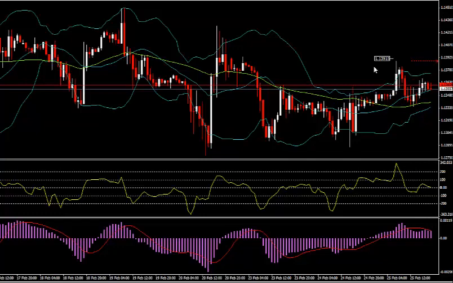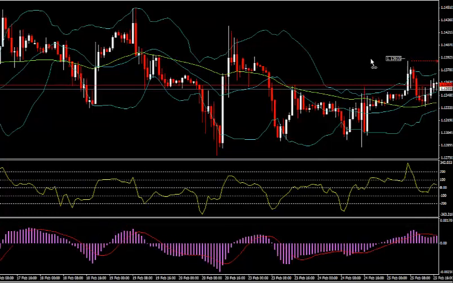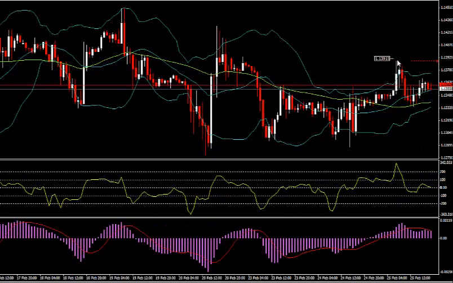If you were watching last night's video, my analysis, I was talking about the possibility of looking for this breakout. That's why I didn't trade it. It didn't give me the 3 pip entry.